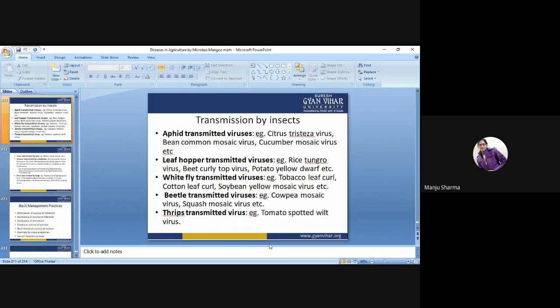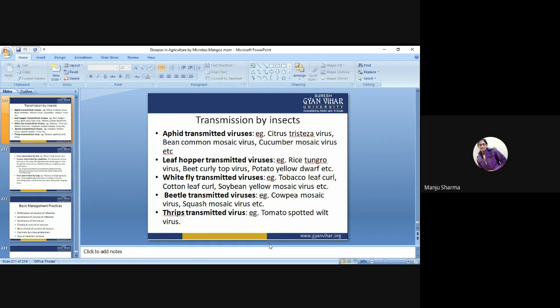So basically, here is the transmission of the viruses by insects also. So there are some examples, like aphid transmitted viruses. For example, citrus tristeza virus, bean common mosaic virus, and cucumber mosaic virus, etc. Leafhopper transmitted viruses, for example, rice tungro virus, wheat curly top virus, potato yellow dwarf, etc.